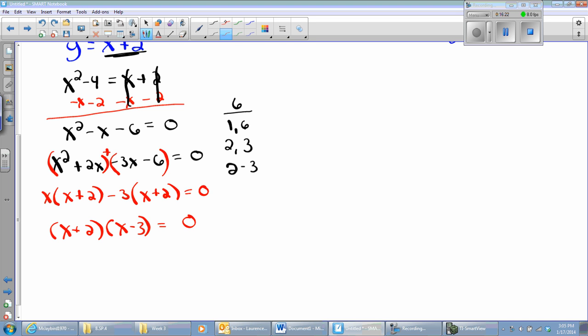And I'm going to get two answers for x, aren't I? x is going to equal negative 2, and, it's actually going to be an and in this case, isn't it? And x is going to equal positive 3, because this is going to cross in two different places. And I'll show you that on the graphing calculator in a minute.